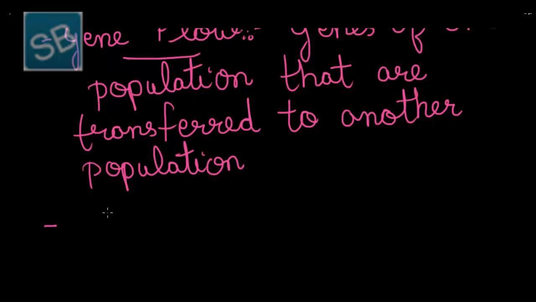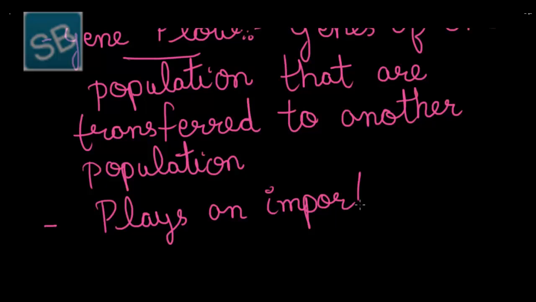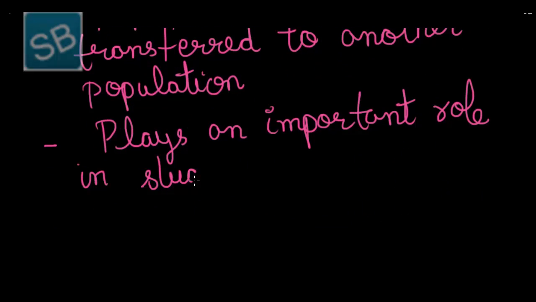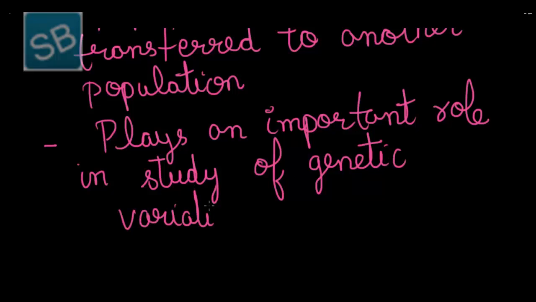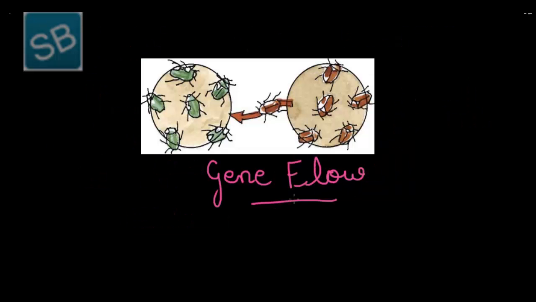Therefore, gene flow can play an important role in the study of genetic variation. Because in a gene flow, it is possible that the mating or the moving of animals from one population to another would be either of the same type or different. And if the genes are carried to a population where these genes previously did not exist or are entirely new, then such an event can play an important role in the study of genetic variation. This figure depicts gene flow within a population, where animals of a population move from one habitat to another, and therefore gene flow occurs within them.